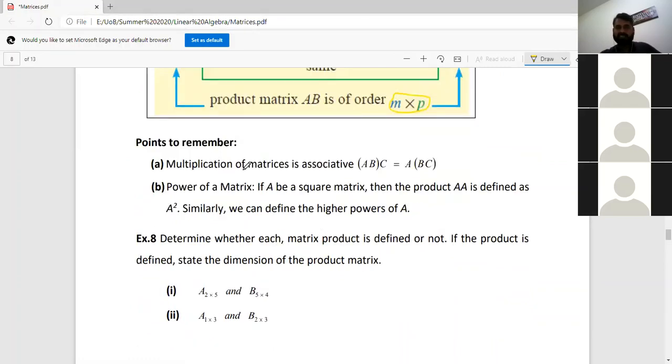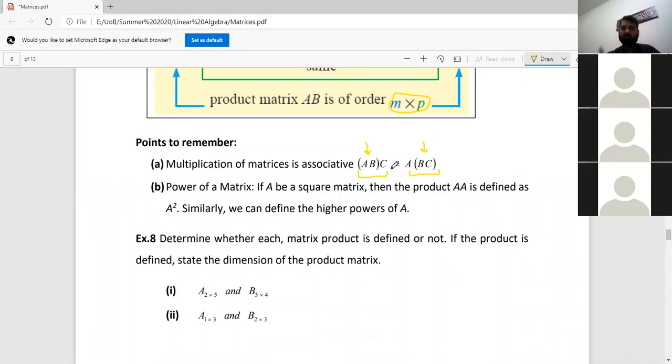Multiplication of matrices is associative. If you are multiplying 3 matrices, you can pick any 2 matrices first. You can multiply AB and then C, or you can multiply BC and then A. This is the associative property. It was true for multiplication of numbers as well.